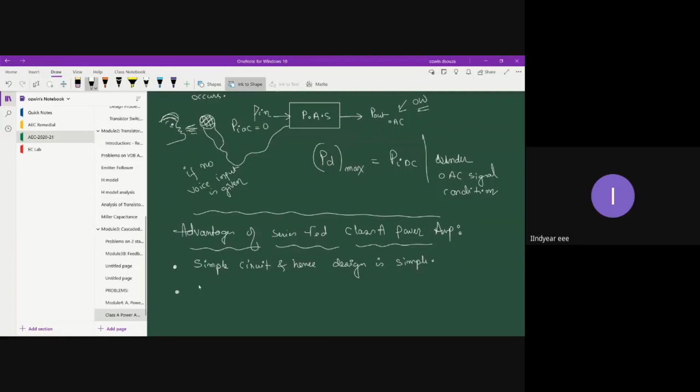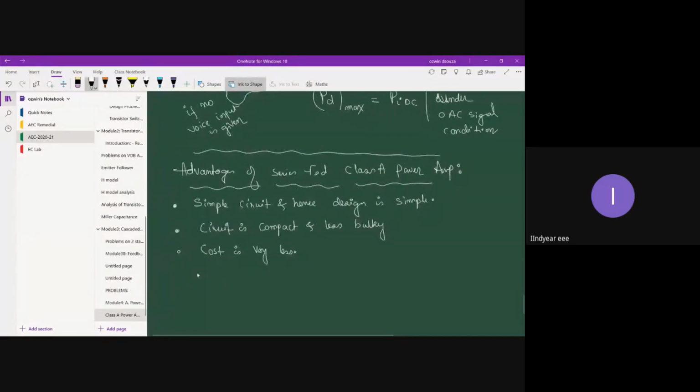Since it has fewer components, the circuit is compact and less bulky. And since it is made up of fewer components, the cost is very low. So these are the major advantages.